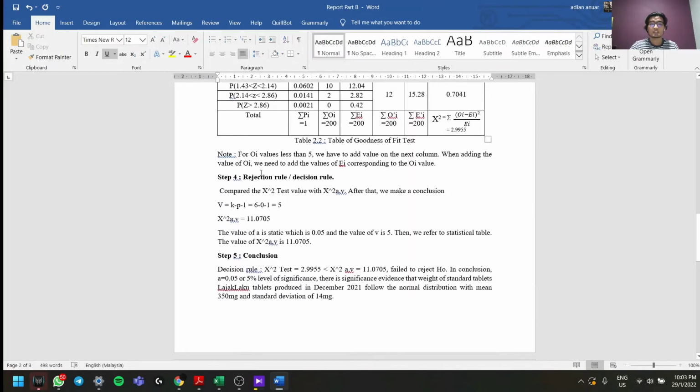The next step is step 4, the rejection rule or decision rule. We compare the goodness of fit test value with chi-square alpha.